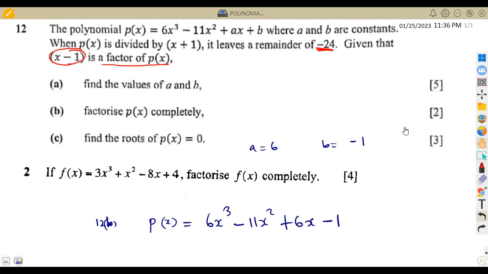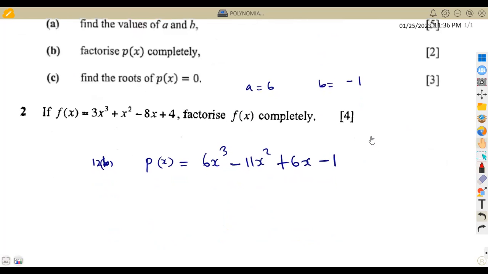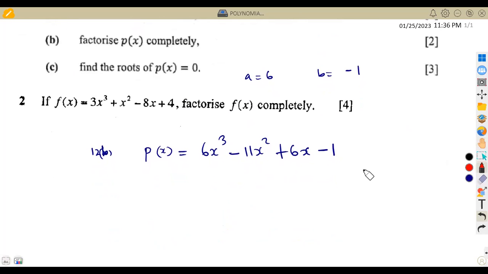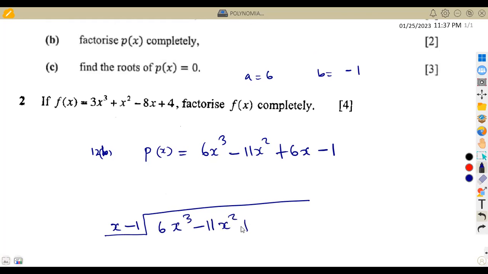So let's apply our long division. Remember, I told you, if you divide this cubic function by a linear function, which is x minus 1, which is our factor, okay, let me just write a little bit on the side here. So if we divide by x minus 1, which is a factor, into a cubic expression, we are going to obtain a quadratic expression. So that is the concept. Okay, so let's divide and see what you're going to have.